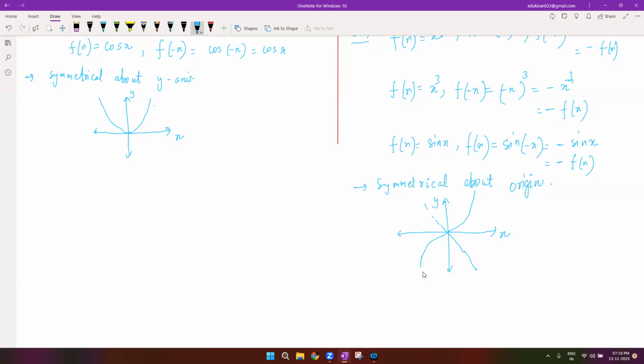Although it is an important property, it will not be used in our case. I just wanted to give you this information. This will not come in your board exams.